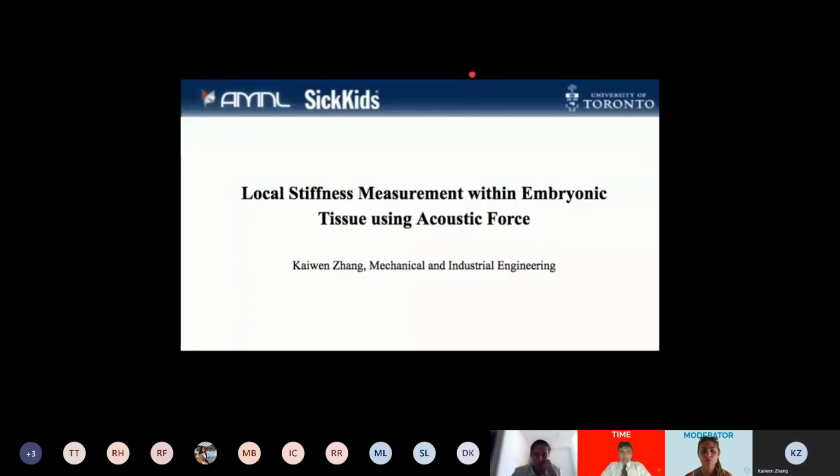Hi, Kaiwen. Great presentation. So I really liked the assessment of stiffness within the human embryonic tissue. I was wondering what other tissues would this be important to measure, and can we apply atomic force microscopy to other more complex systems and complex tissue systems?